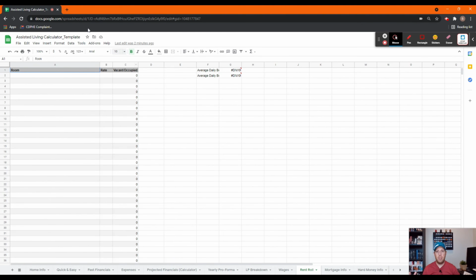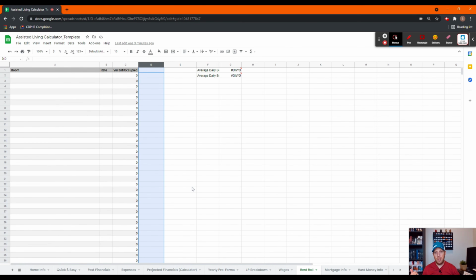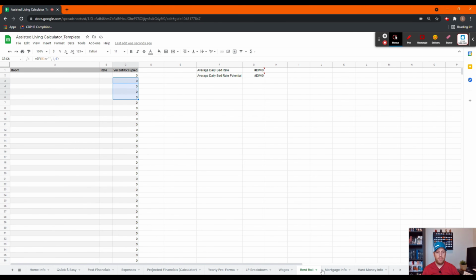Rent roll, we talked about this in a previous video, but this is where you're getting room, possibly a name, what that rate is, if it's occupied or not, and then maybe you put something in there that's private versus Medicaid, and then you're able to run a little bit of analysis on that, and that's going to feed a few things back here. I can't remember exactly where it goes, but it's feeding information in there. It's also just really good for you to see what the average bed rate is, what the potential might be as well, if you were to fully occupy things.